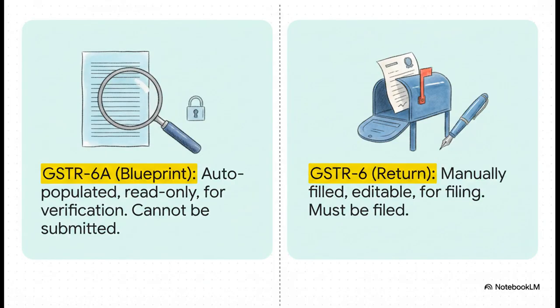Now, this is probably one of the most important things to get straight. People often confuse GSTR-6A with GSTR-6, but they are completely different animals. Just look at the comparison. GSTR-6A is the auto-populated, read-only blueprint you use to verify. GSTR-6 is the final return that you have to manually fill out, edit, and actually file. One is for checking your work, the other is the work you submit.